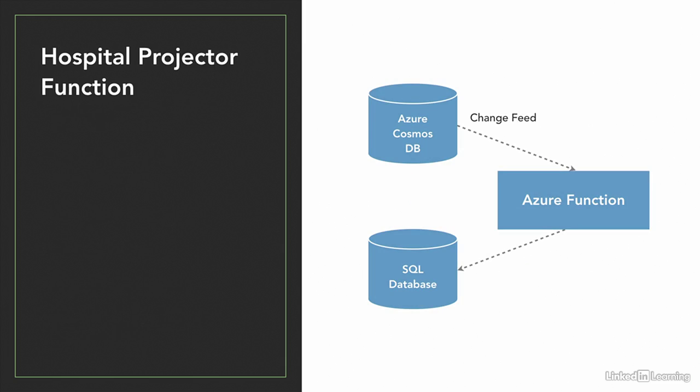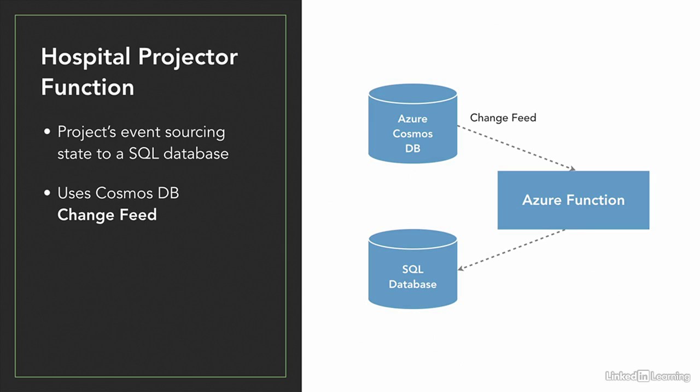The hospital projector function is triggered automatically by the Azure Cosmos DB change feed. This function rehydrates the state for a given patient, and then it stores the most current state in the hospital database in SQL Server. That's precisely the patient query data source.